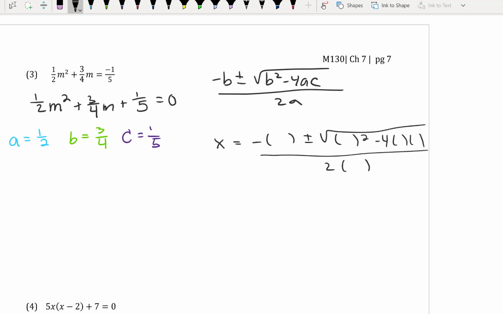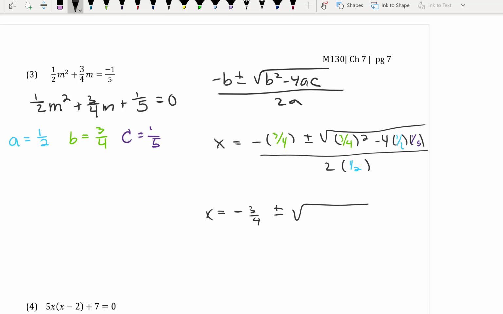And again, like I said before, I like to put in parentheses where I'm going to be plugging in values. So that first value that I like to plug in is going to be my b value, so that's going to be my 3/4. And then the a value that I'm going to plug in is 1/2. And then my c value is 1/5. And again, remember guys, you are allowed to be using a calculator. So this is a -3/4 plus or minus, and this is where I'm going to be using my calculator.